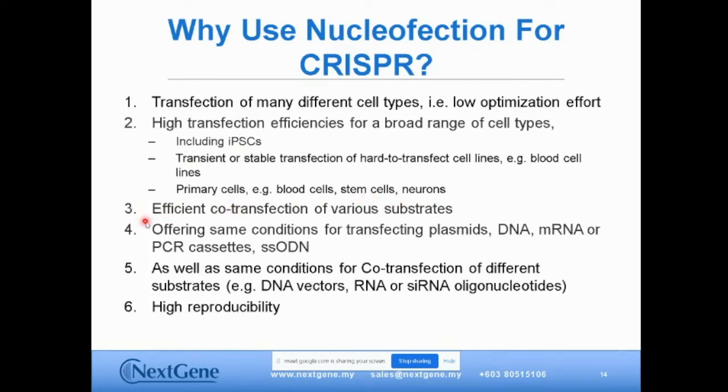In CRISPR experiments, sometimes we need to co-transfect, meaning that we need to transfect not only a plasmid but a combination of plasmid and DNA. In addition, we are also able to transfect DNA, RNA, or protein. Here are some conditions for co-transfection. Sometimes we need to transfect DNA vectors together with, let's say, the ssODN, which is for HDR targeted specific modification. We'll look at that later. Finally, nucleofection is able to offer high reproducibility.